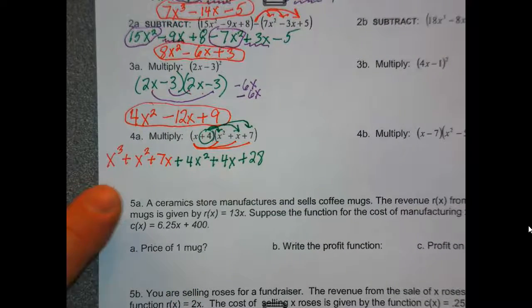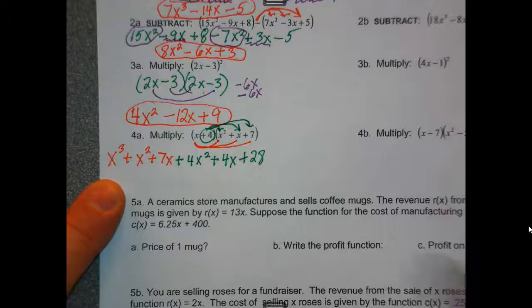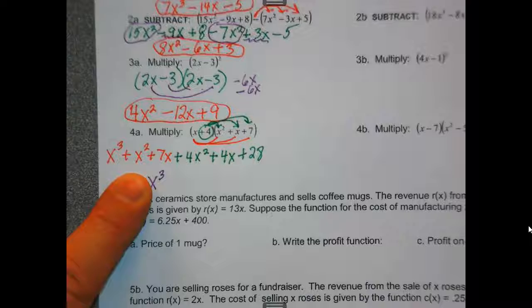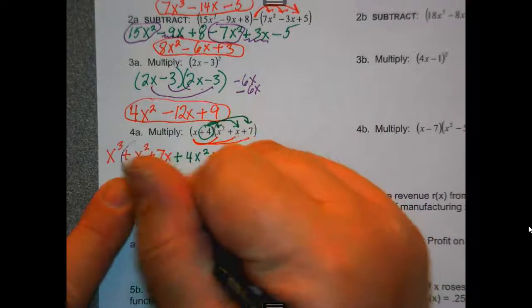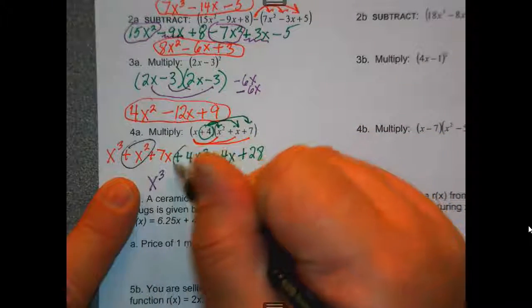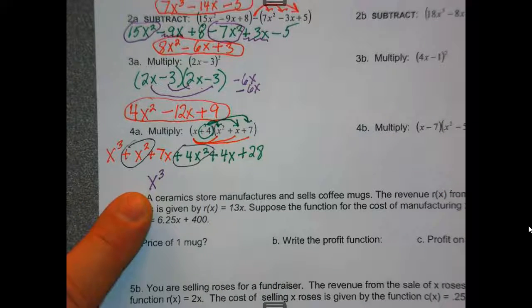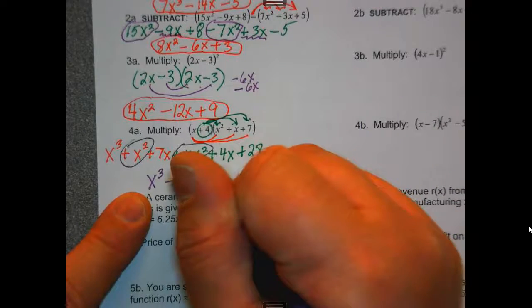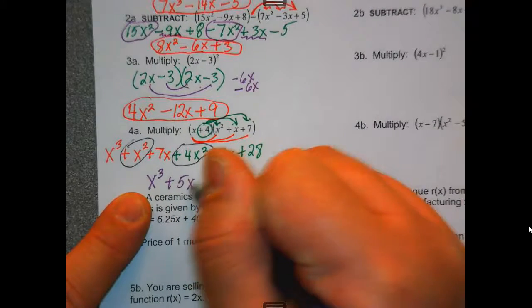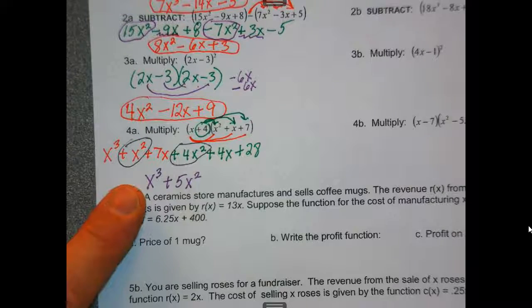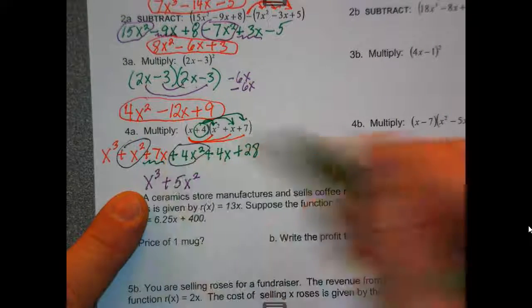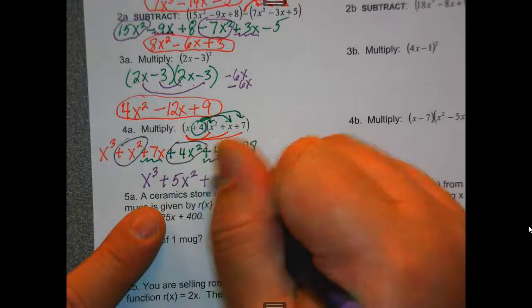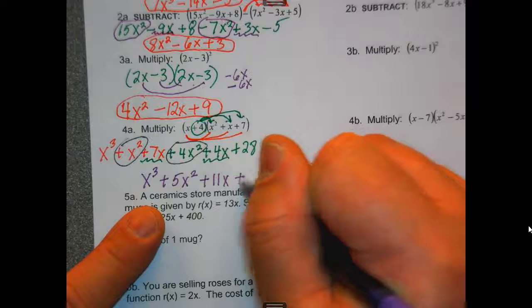Combine some like terms. Let's see, the only cube one I have is x cubed. Let's see, x squared, 4x squared, 5x squared. 7x and 4x, 11x and 28.